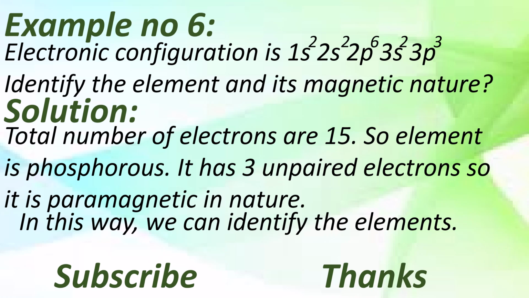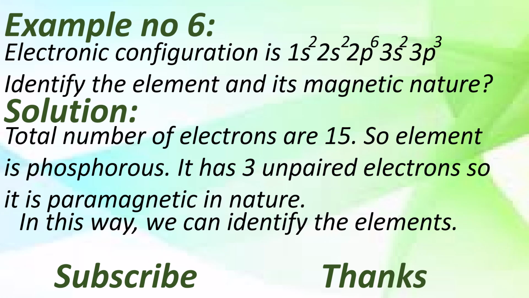Here the total number of electrons is 15. We will calculate: 2, 4, 6, 10, 12, 13, 14, 15. 15 electrons means the atomic number is also 15 in a neutral atom, that is the number of protons. So the element is phosphorus.